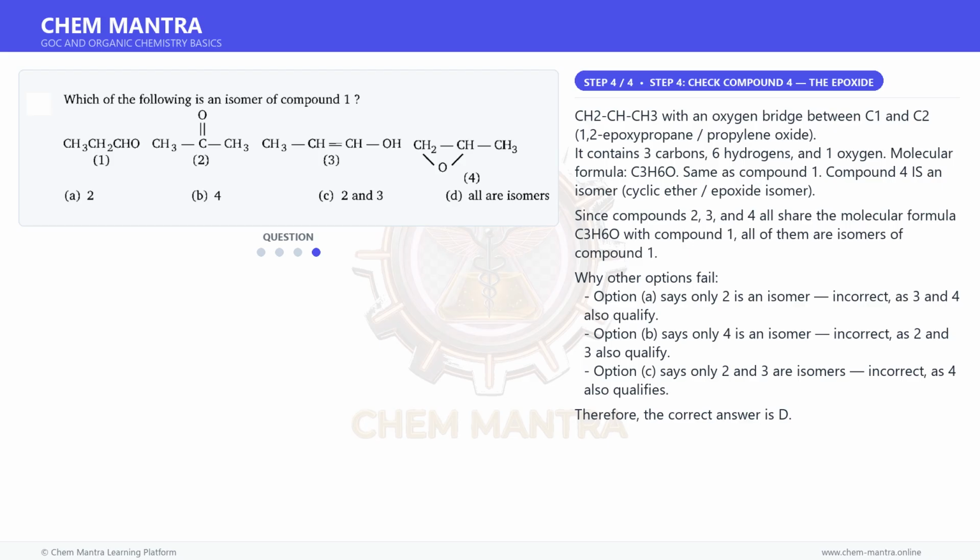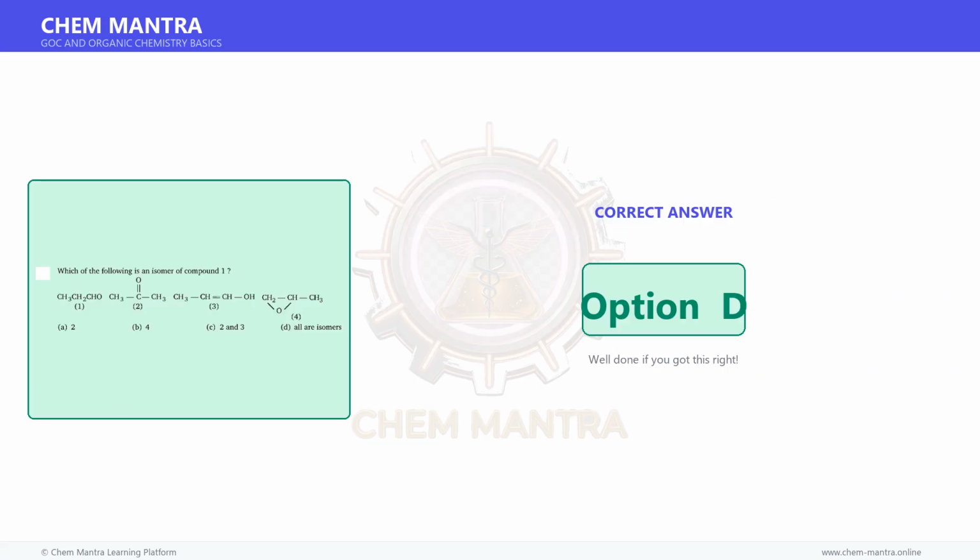Option A says only 2 is an isomer, incorrect, as 3 and 4 also qualify. Option B says only 4 is an isomer, incorrect, as 2 and 3 also qualify. Option C says only 2 and 3 are isomers, incorrect, as 4 also qualifies. Therefore, the correct answer is option D.